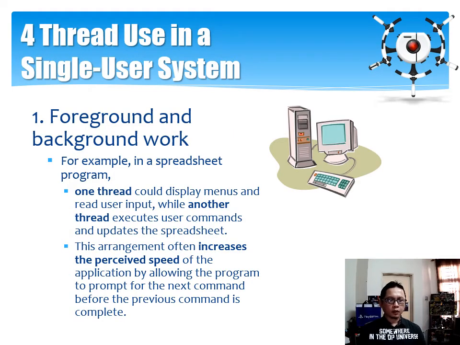So formally, where do we use threading in a single user system? For example, we use it for foreground and also background work. For foreground, for example, you are writing in your Word application or spreadsheet, and in the background you have autocorrect, or you have a thesaurus, you have also the auto saving feature. So it helps having one happening in the foreground and another happening in the background.